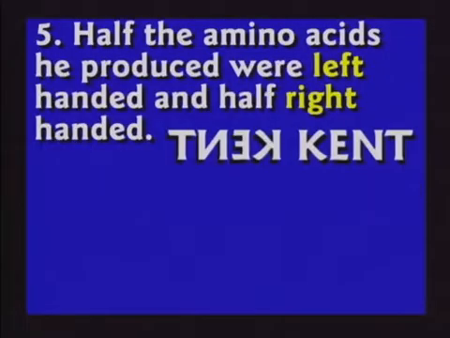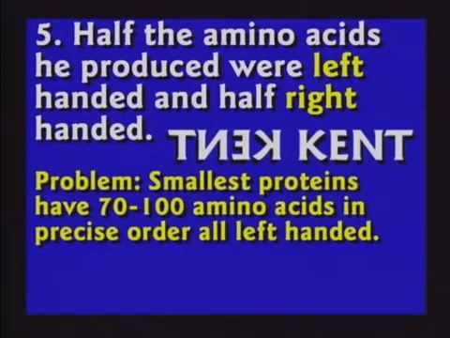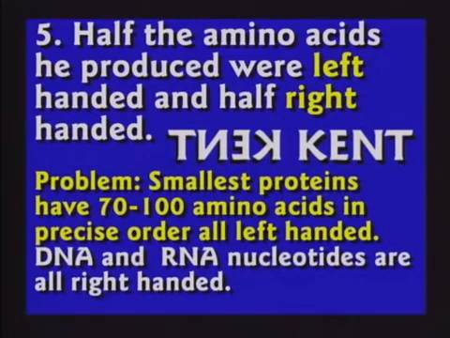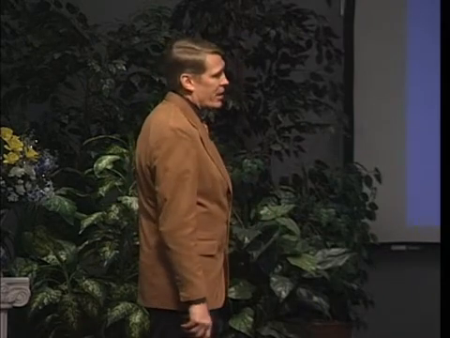Half of what he made was right-handed, half were left-handed amino acids. This creates a real problem because the smallest proteins have about 70 to 100. Maybe there's one less, I don't know. But all are left-handed. The smallest DNA and RNA all have right-handed. It's called the chirality. He made a mixture. It's not going to work. They will unbond in water much faster than they bond. And as far as anybody knows, the oceans are completely full of water. And Brownian motion is going to drive them apart, not bring them together.